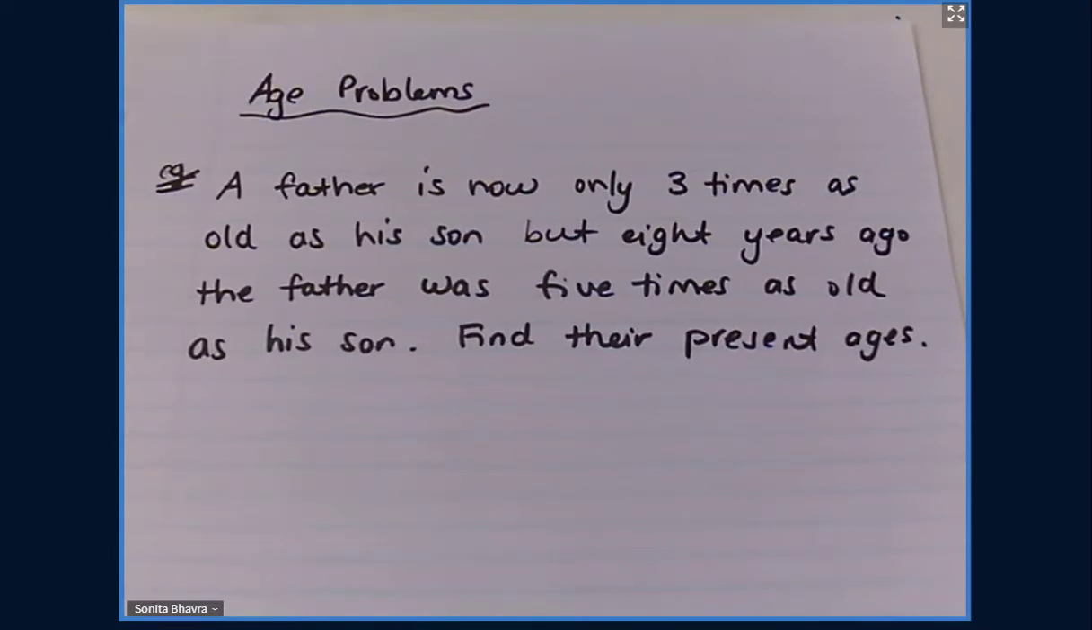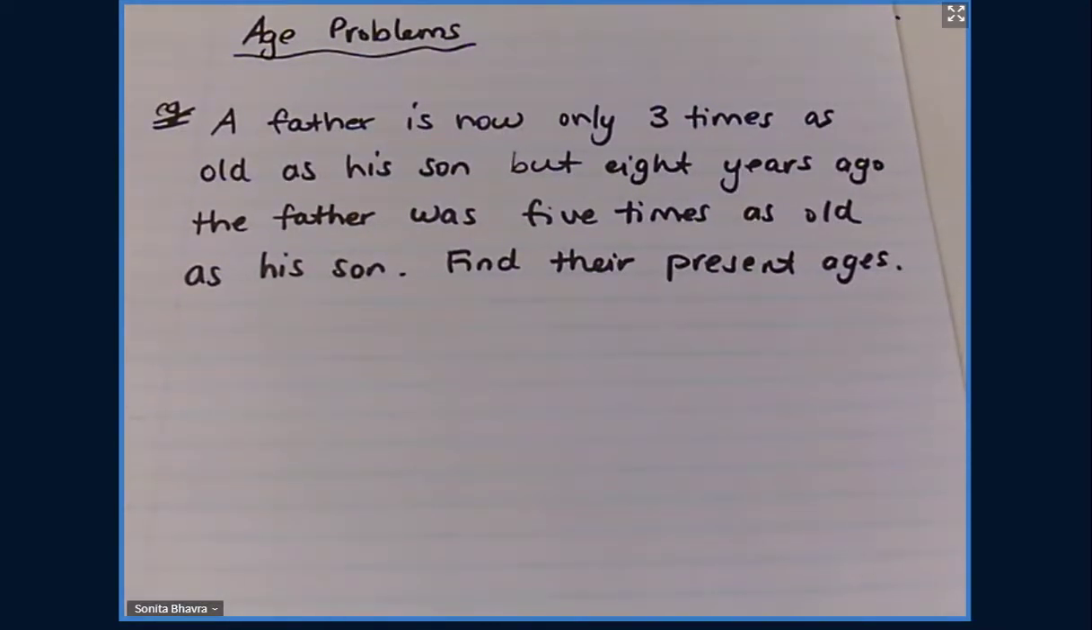So, for example, in this question, a father is now only 3 times as old as his son, but 8 years ago, the father was 5 times as old as his son. So find their present ages. So in this one, we're looking for the ages of both the father and the son.